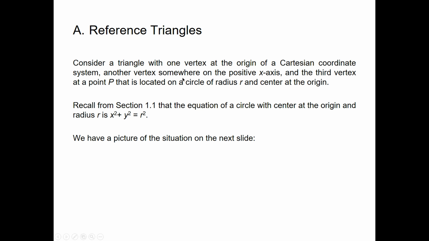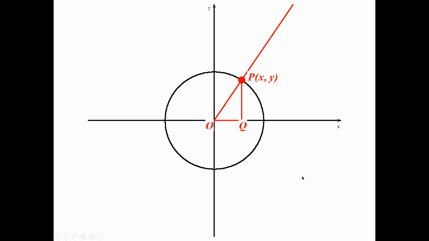Remember, one vertex at the origin of the coordinate system, another vertex somewhere on the positive x-axis, and the third vertex is at a point P on a radius of length r. So O for origin. Here's my point P. Here's one side of the triangle. Here's the other side. This point Q is also on the x-axis. So there's a picture of what we're talking about.